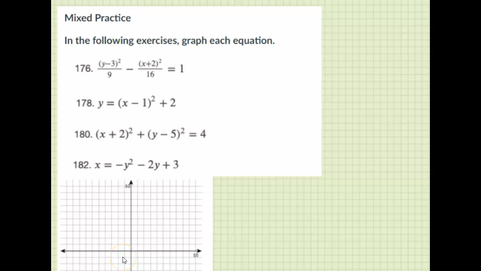Right, so I'm going to go through 4 more examples just to summarize what we learned. There are 4 problems that we want to graph to get some practice in here. All right, so let's look at 176. It says graph (y - 3)^2/9 - (x + 2)^2/16 = 1.